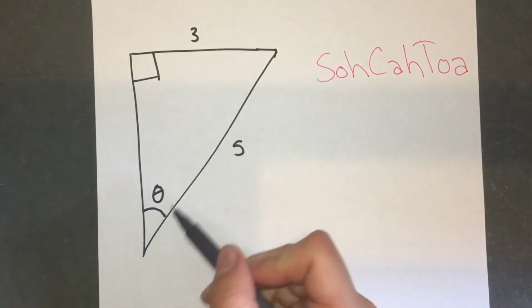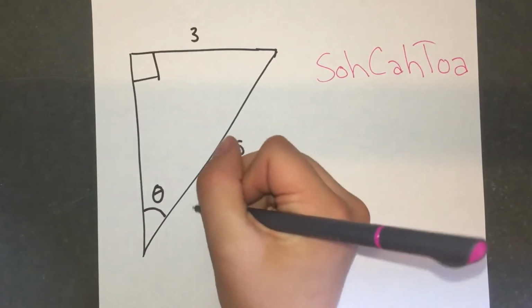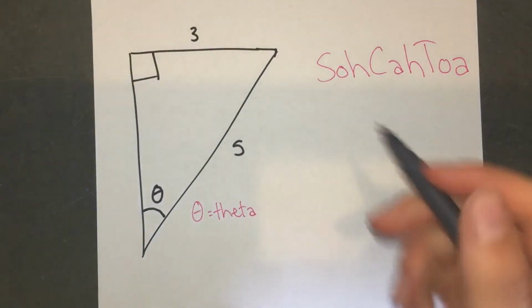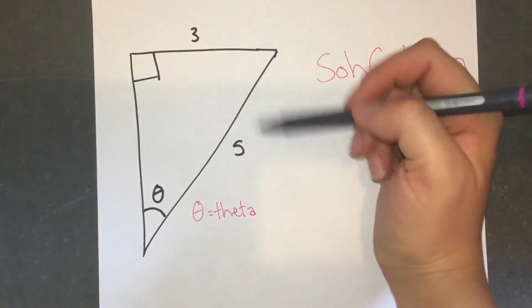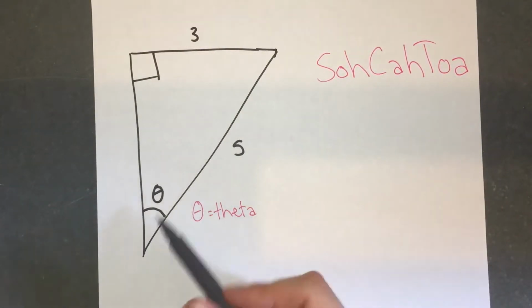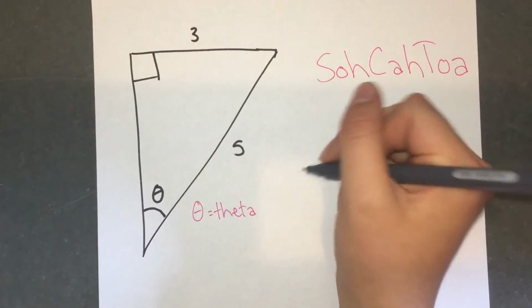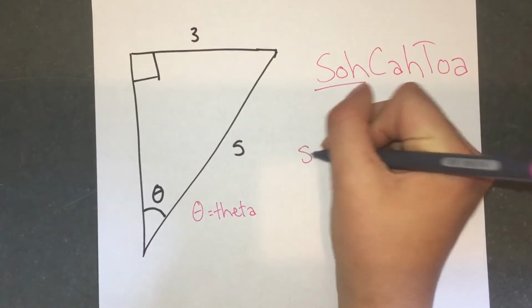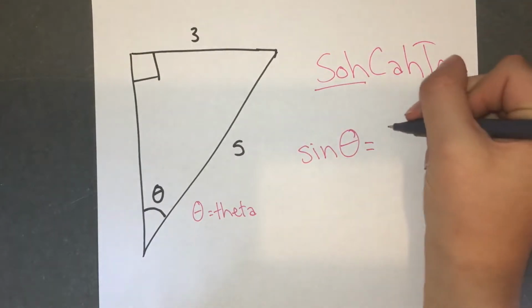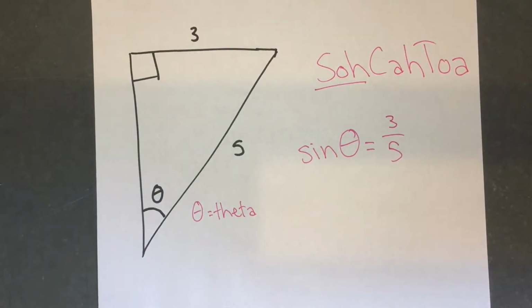So this time we have a missing angle, and it's marked with the symbol theta. Remember this. You will see it often. We have two given sides, and they are opposite and hypotenuse to the angle theta. So that would be sine. Sine of theta is equal to opposite over hypotenuse, or 3/5.